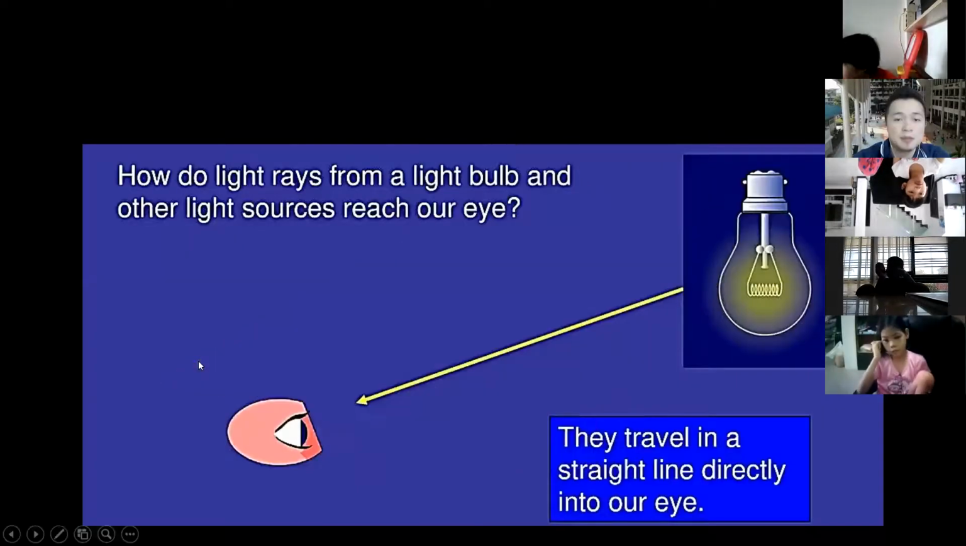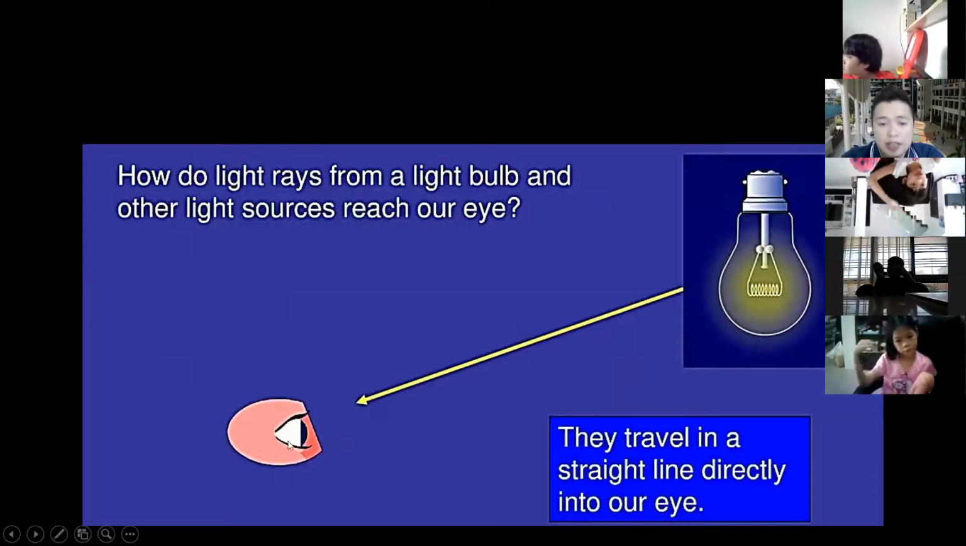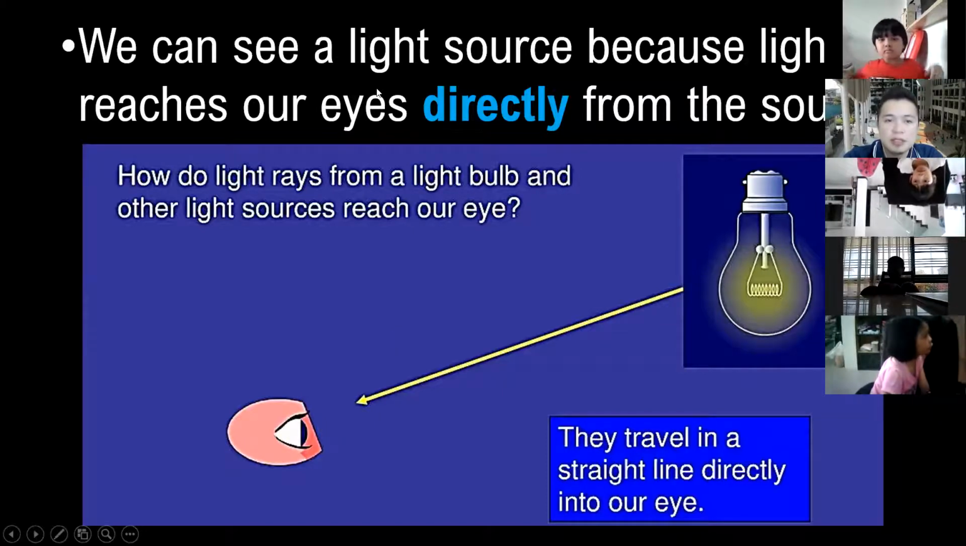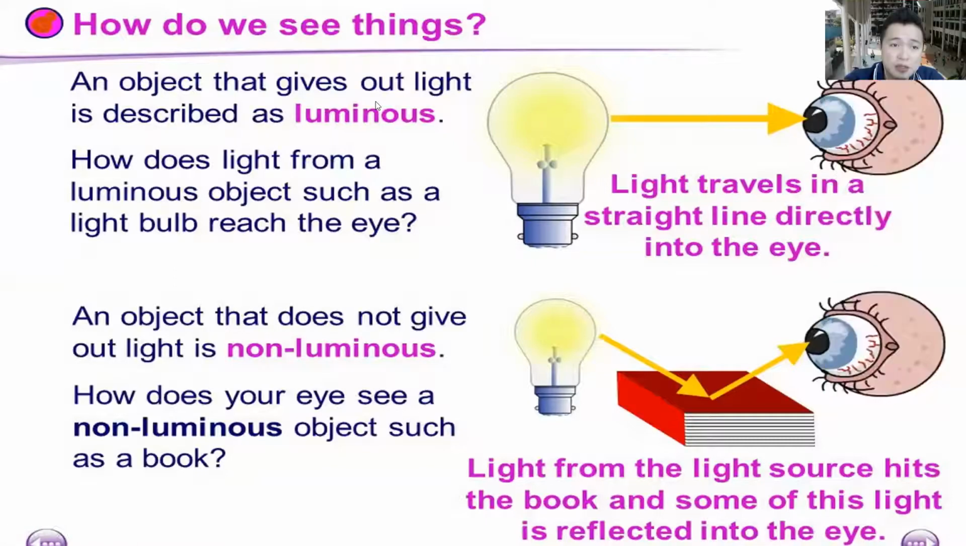How do light rays from the light bulb and other light sources reach our eyes? They travel in a straight line directly into our eyes. Okay, the light travels directly to the eyes. We can see a light source because light reaches our eyes directly from the source. All right, so this is an important thing also to remember, but I will make another topic for this one. How do we see things?